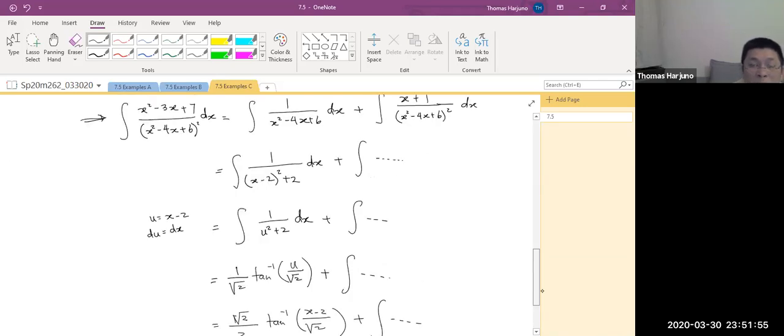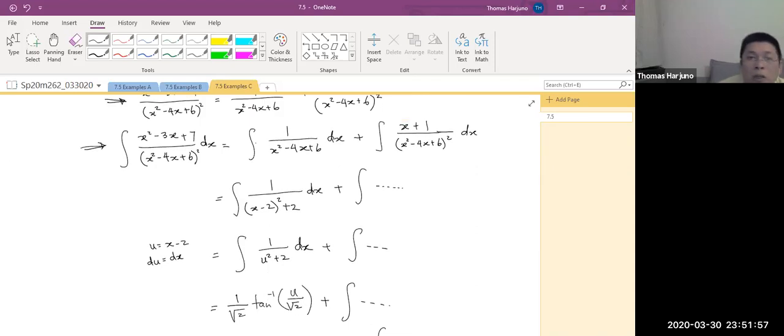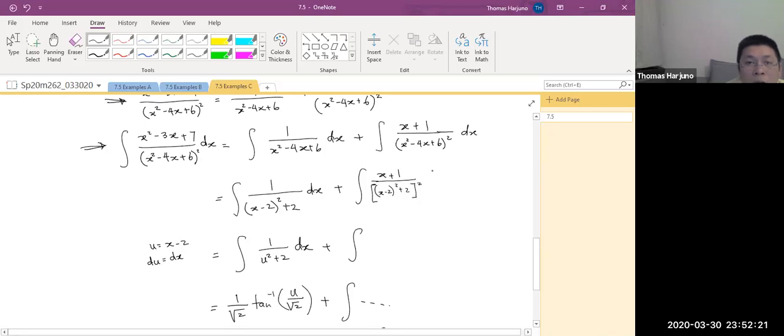Let me look at here. So what happened on the second integral? Oh, this is ugly. This is x plus 1 over x minus 2 squared plus 2 quantity squared dx. Any idea how to attack this?